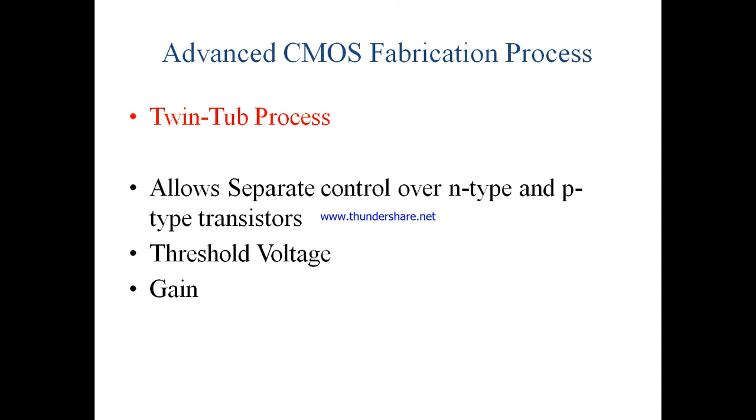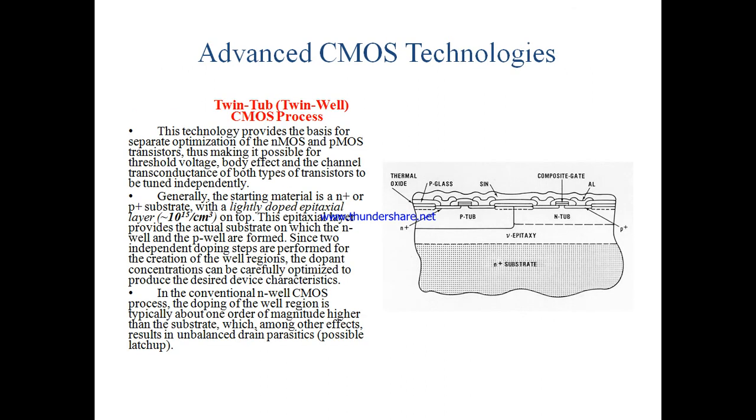And the next processing step in advanced CMOS fabrication is the twin-tub process. It allows separate control over N-type and P-type transistors, and also threshold voltage and gain. In the twin-tub CMOS process, this technology provides the basis for separate optimization of the NMOS and PMOS transistors, thus making it possible for threshold voltage, body effect, and the channel transconductance of both types of transistors to be tuned independently.